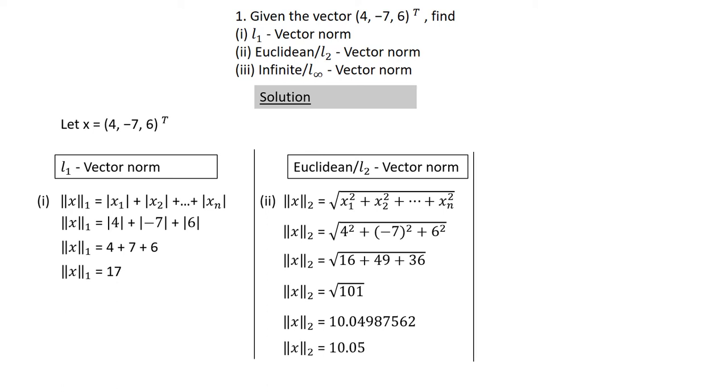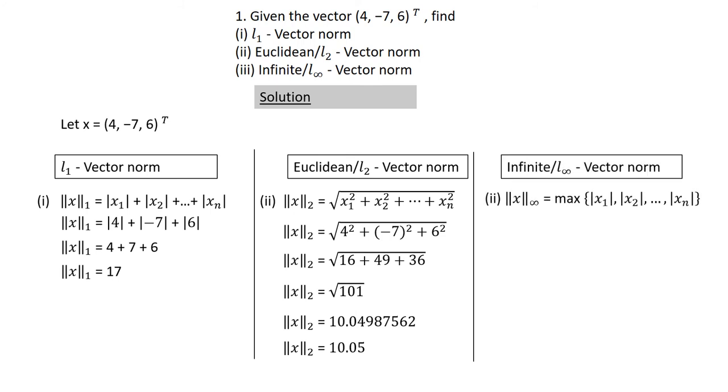Let's find our final vector norm, the L infinity vector norm. Here is the formula. Let's put in our values, and this will give us max into bracket the absolute value of each of the vector values, that is 4, negative 7 and 6. Finding the absolute value of these values will give us max into bracket 4, 7 and 6. The maximum value among these values is 7. So now the infinity vector norm is equal to 7.